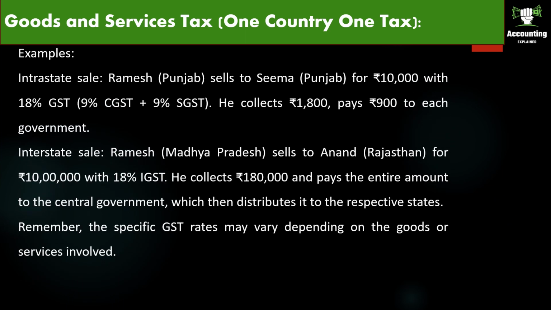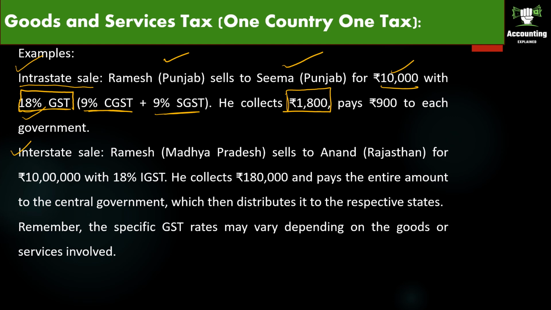Now let us see how GST is calculated on intrastate sale and interstate sale. What is intrastate sale? Within the state. So see here, Ramesh from Punjab sells to Seema from Punjab, same Punjab. It is an intrastate sale for rupees 10,000 with 18% GST. For those goods or services, 18% GST is charged, comprising 9% CGST and 9% SGST. He collects rupees 1,800, that is 10,000 into 18%, and pays rupees 900 to each government. That is 900 to the central government and 900 to the state government.